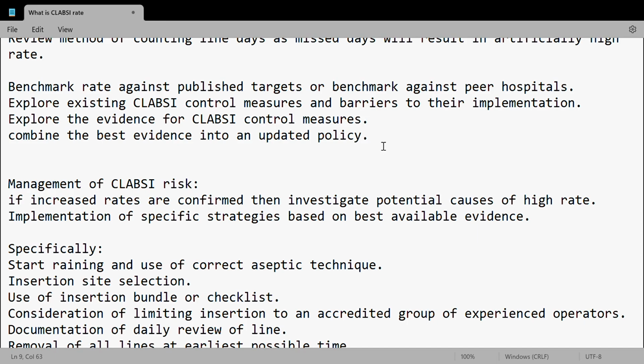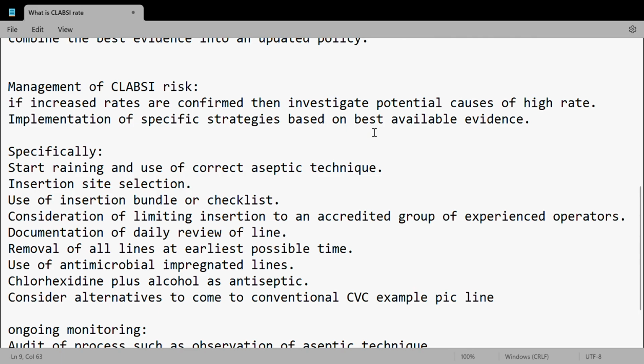So specifically what you're going to do, you're going to start training of your staff, in terms of use of correct aseptic techniques, in terms of insertion site selection, in terms of use of an insertion bundle or checklist. Also, we need to consider limitation of line insertion to an accredited group of experienced operators.